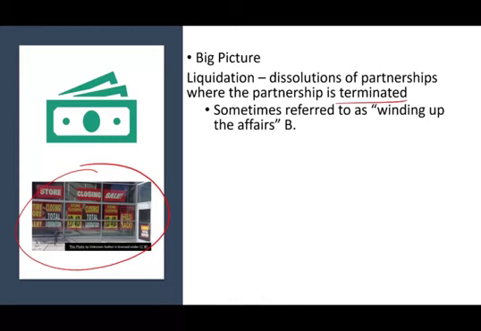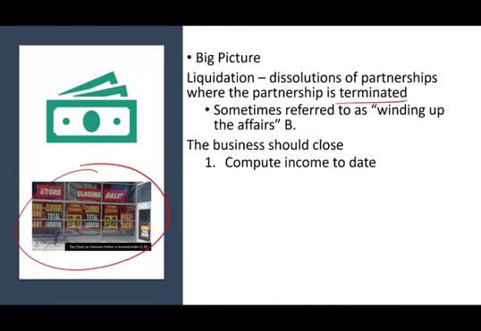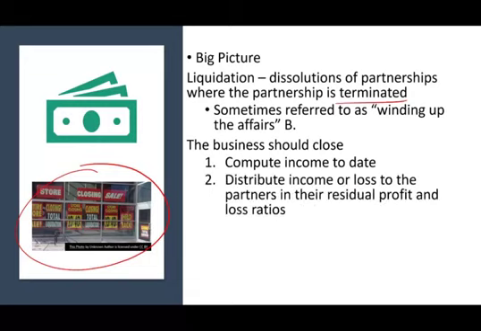Okay, so let's think about it from a logical perspective. What happens when you close the business? Well, you have to sell everything and compute your income to date. So basically, you have to sell all your non-cash assets, compute your income to date, then allocate, not distribute, I like to use the word allocate, income or loss to the partners in the residual profit or loss ratio. This is allocating the income or the loss from step one after you compute your net income.